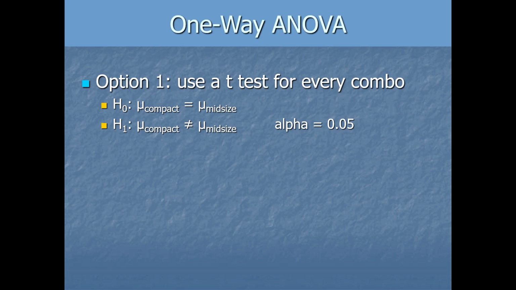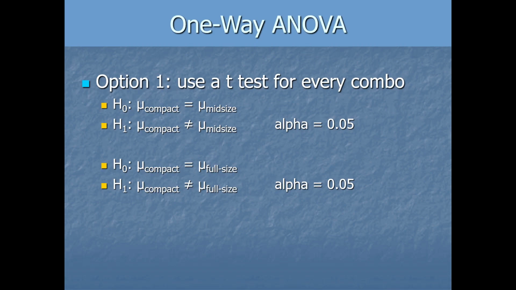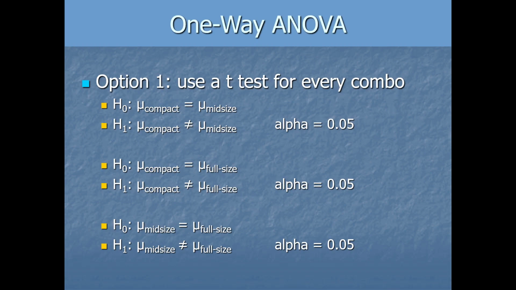Then I would separately do another independent samples t-test, this time comparing compact cars to full-size cars. Again, with an alpha level of 0.05, so another 5% chance of a false positive. And then finally I would do a t-test comparing mid-size cars to full-size cars, again with a 5% chance of a false positive on that one, in addition to the other two.